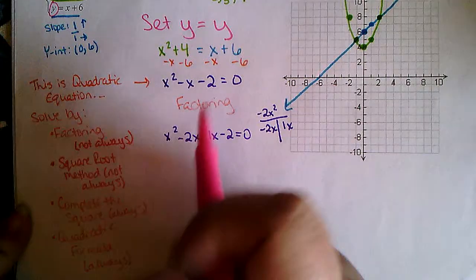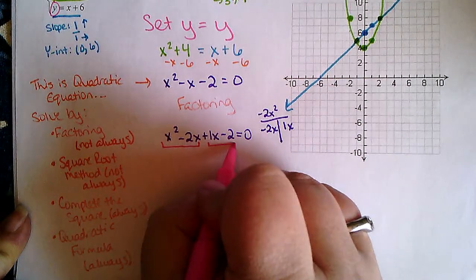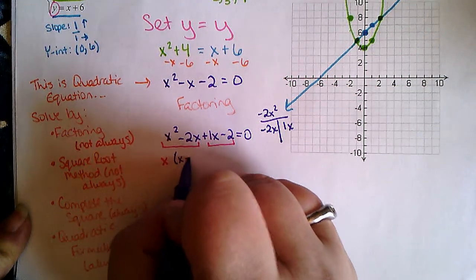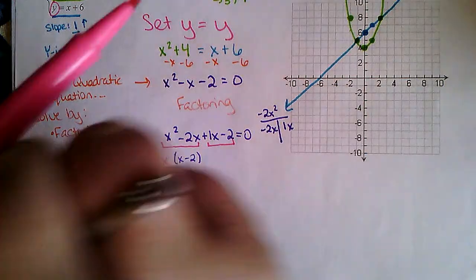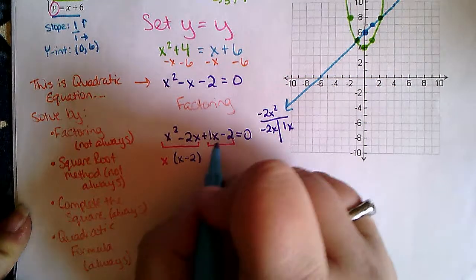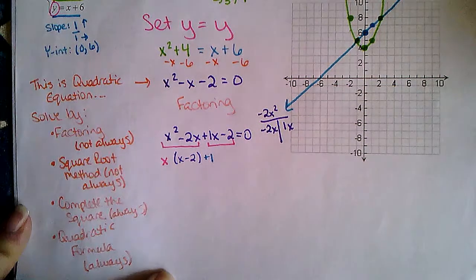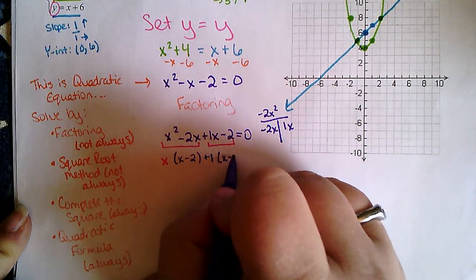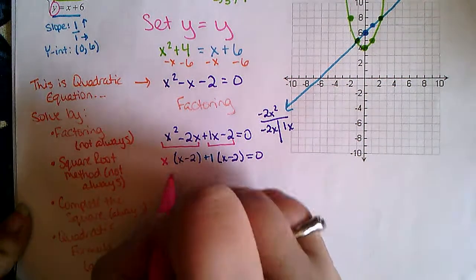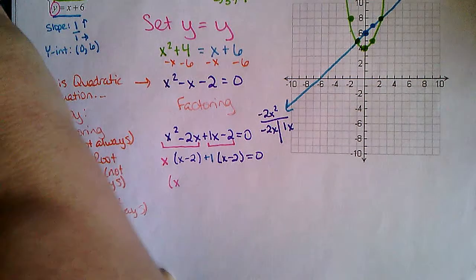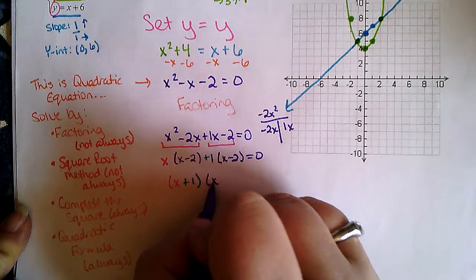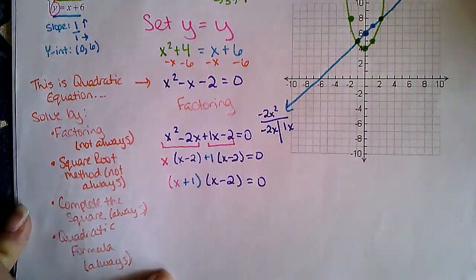And then we start to GCF this. These two have an x in common, and what's left is x minus 2. These two, I actually don't see anything that they have in common. So since they don't have anything in common, I'm just going to factor out a 1. And what remains is x minus 2. So then it doesn't really matter which one of these you put first. I'm going to put my x plus 1 first, and my x minus 2 second. And that still equals 0.